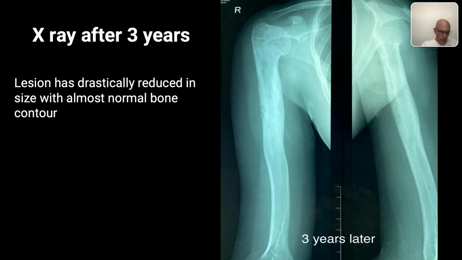So this is the X-ray after 3 years. You can see the lesion has drastically reduced in size with almost normal bone contour.